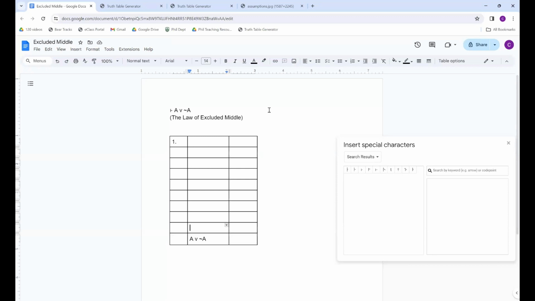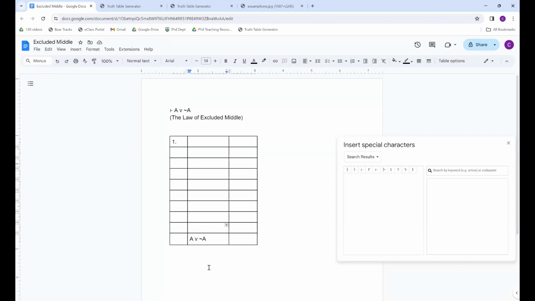We're going to prove one last theorem here. This is A or not A, which is sometimes called the law of excluded middle, because what it says is that every sentence has to be true or false. There's no third option. This actually doesn't hold in logics that have three or more truth values. It's something that only holds in a two-valued truth-functional logic.